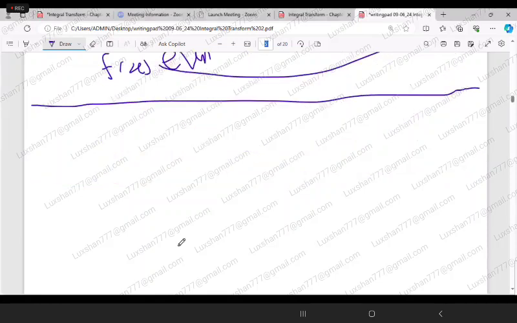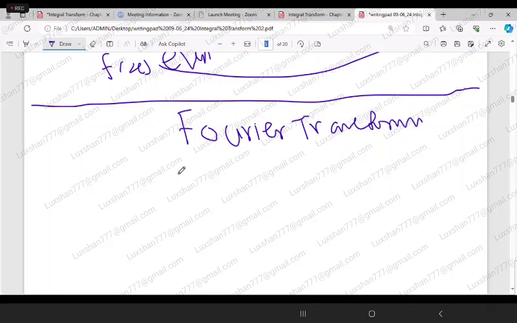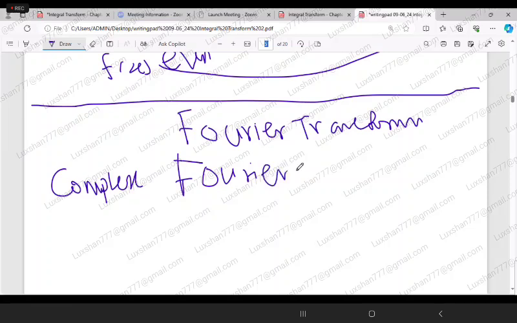Now only we are going to define Fourier transform. So that we call it as the Fourier complex transform. Fourier transform. Sometimes we can say Fourier or complex Fourier transform. Complex Fourier transform or Fourier complex transform. Earlier one was Fourier integral. Now only we are going to define the transformation.